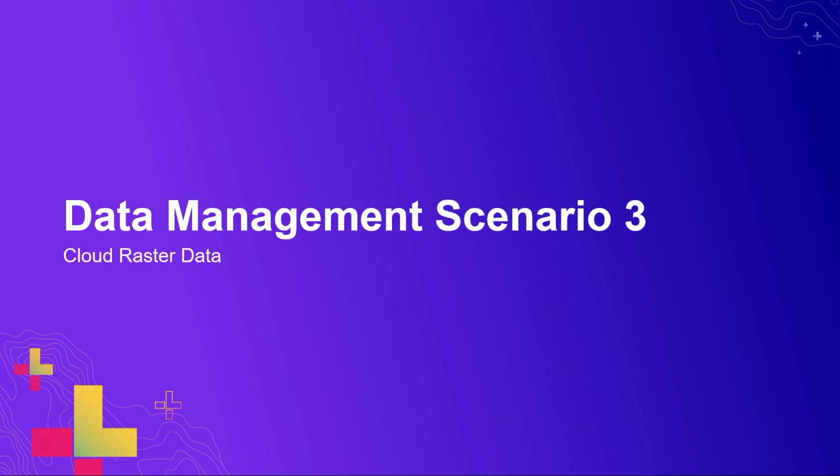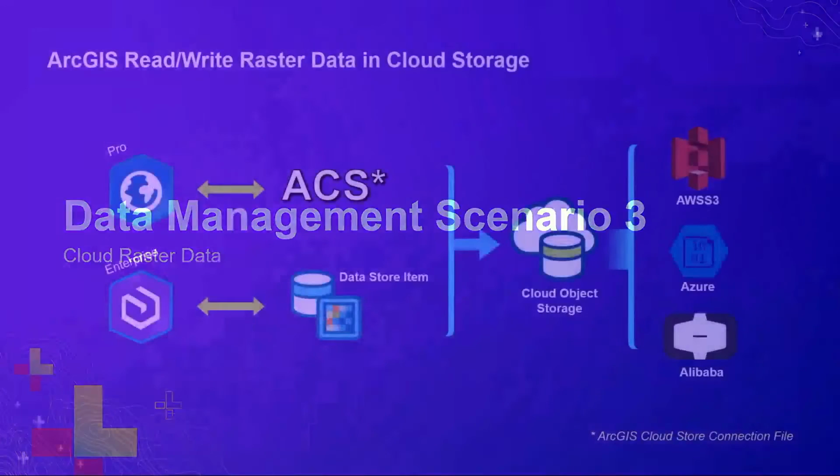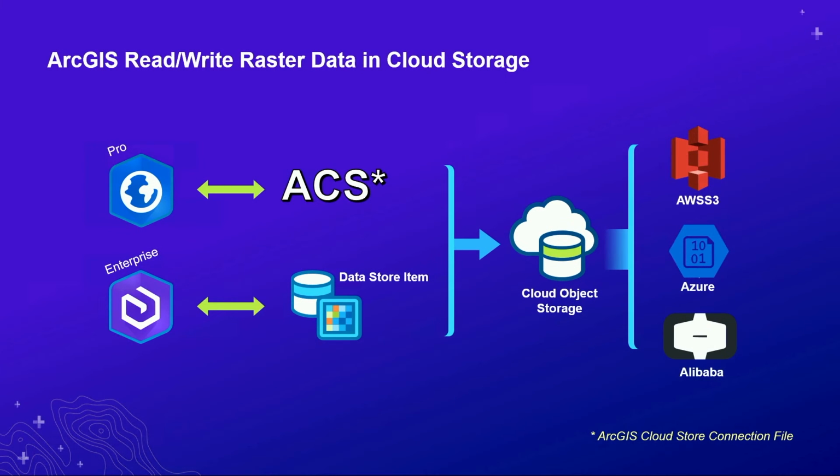Now, the third data management scenario I want to talk about is how to manage a cloud raster. This is a very common workflow nowadays, that a lot of our users are storing their raster data in cloud storage. There are two ways ArcGIS provides to access data in the cloud. From ArcGIS Pro, you can create what we call the ArcGIS Cloud Store connection file, which makes a connection to the cloud object storage that contains your raster data.